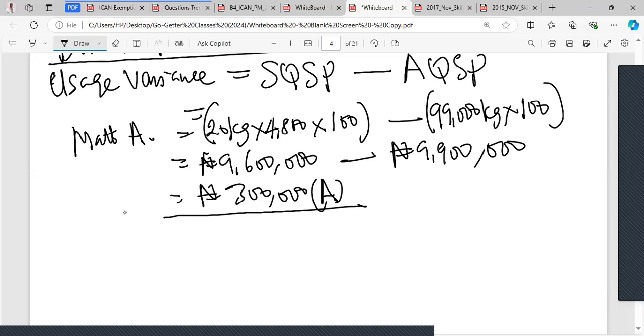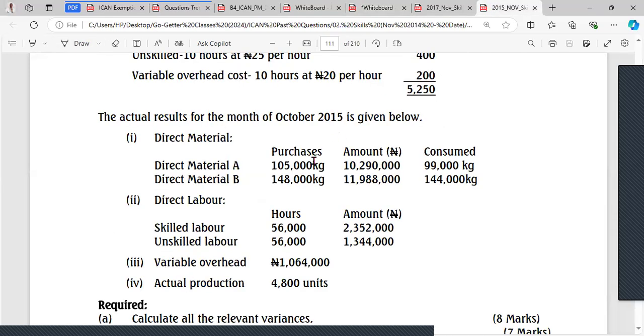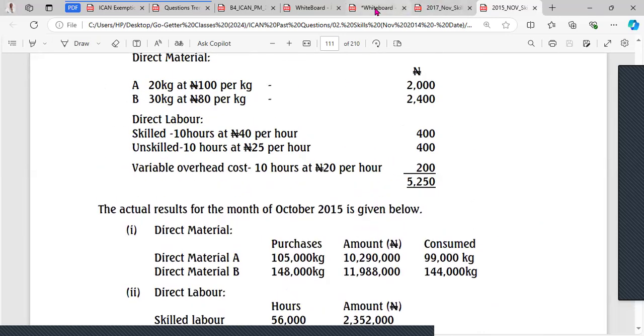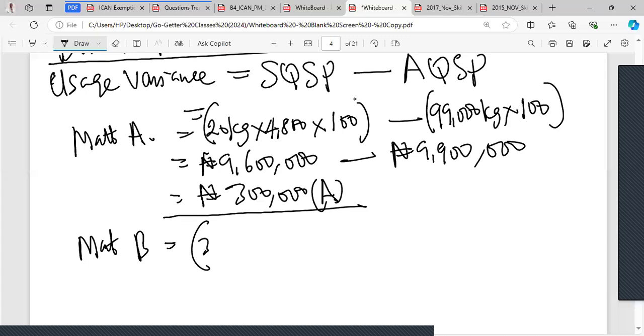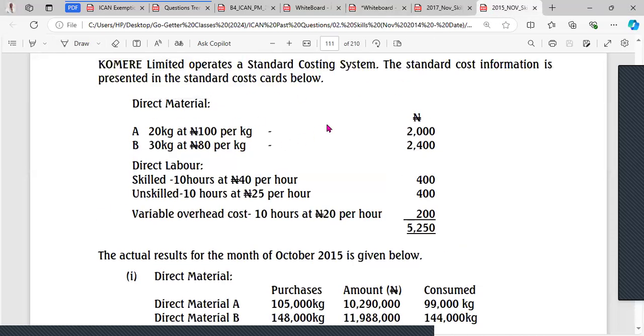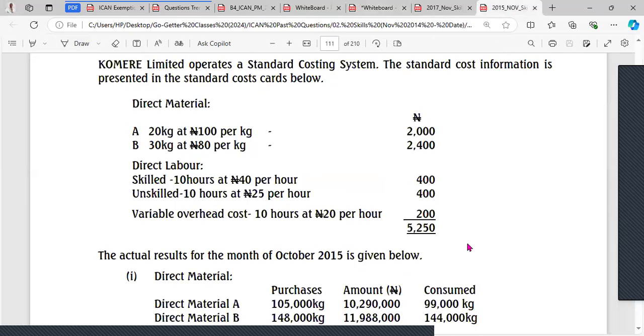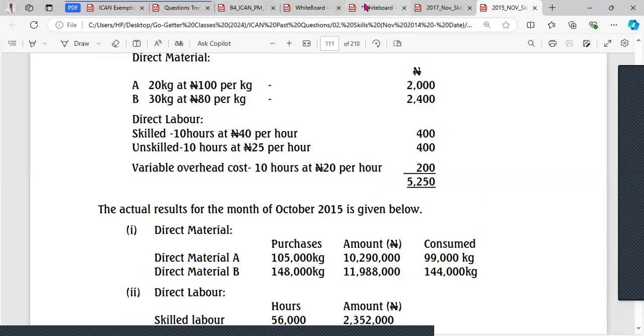Then we go to material B. Now, standard quantity for material B happens to be 30 kg. We produce 4,800 units. The standard price for 1 kg happens to be 80 naira. Now, versus how many was consumed, because this is usage variance. 144,000 was consumed.